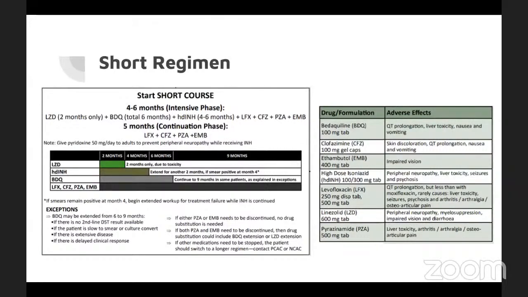And there are many other different factors that influence whether we continue with the short course regimen and when we stop certain drugs. And as you can see on the side, which I'm not going to go through because we're running short on time, are some adverse effects of some of the second line TB medication drugs.